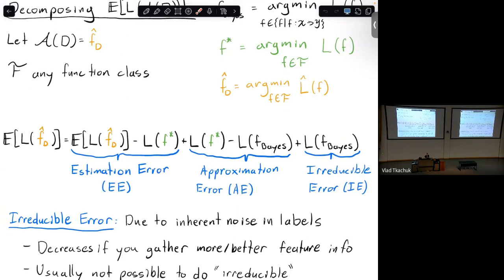One being the irreducible error. It's the best you can do. There's nothing you can do about it. It's due to just the inherent noise of the features you picked. Then this is the error due to the function class not being representative enough. And this is the error of not having enough data, maybe, or the function class being so representative that it causes your empirical risk to not be a good estimate.